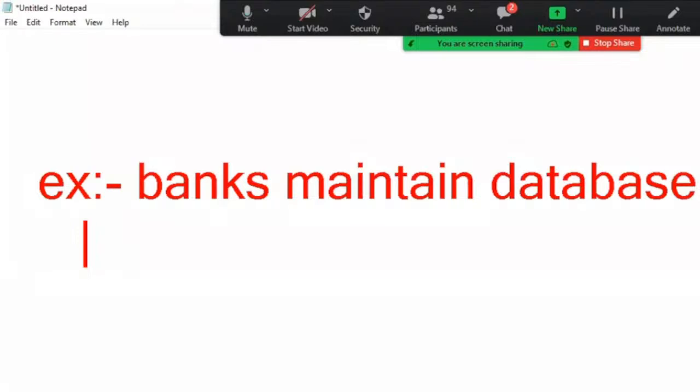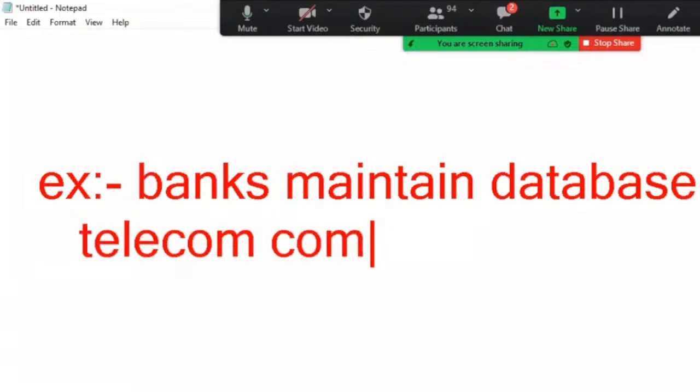Suppose telecom companies, so many examples are there. I'm just telling roughly, easily understandable. Telecom companies maintain databases. Suppose you make a call to your friend or anything. Where will those call details be stored? In databases.